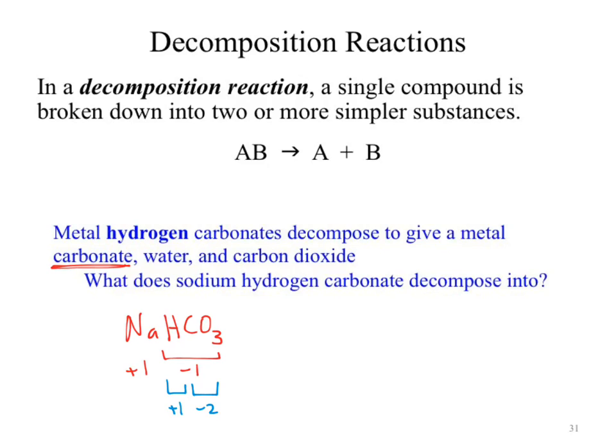Sodium hydrogen carbonate decomposes, so there's our reaction arrow, into our metal carbonate. What was our metal in this case? Sodium. Our formula for carbonate? CO3, not HCO3. HCO3 is hydrogen carbonate. This is just carbonate. Plus H2O plus CO2.